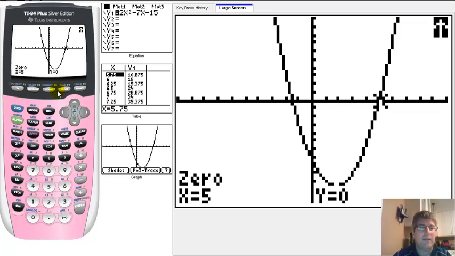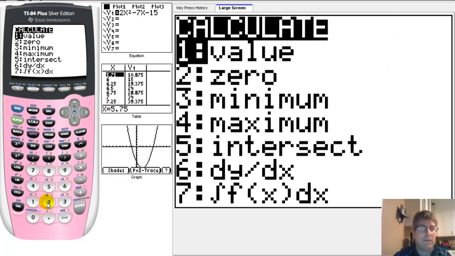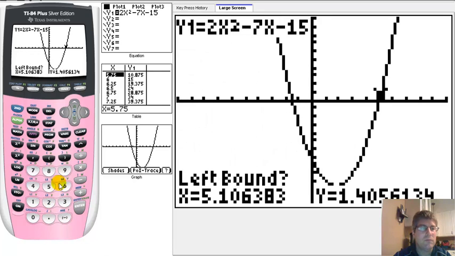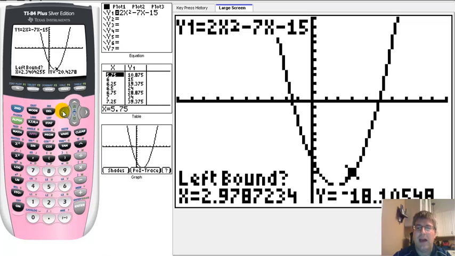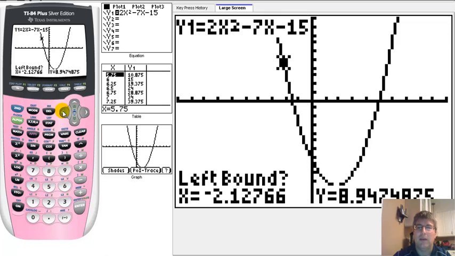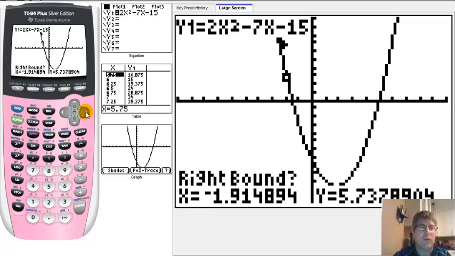So I'm going to do second calc. I'm going to find the zero, select 2. And it's asking for a left bound. So I need to go to an x value that's left of my x-intercept. So using my cursor key, I am now left of the x-intercept. I'm further negative than whatever this particular point is. So I'm going to hit enter. It's asking for a right bound, so I'll proceed to the right.